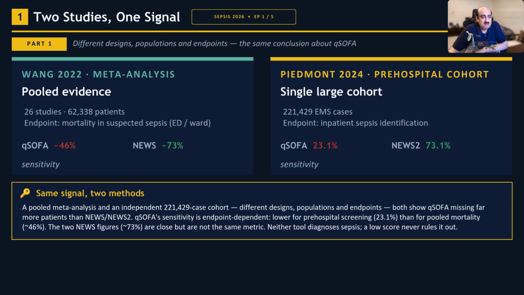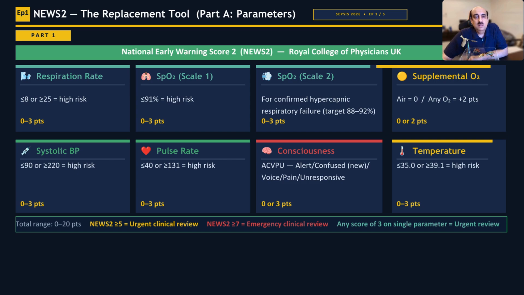And the key message is that neither of the two scores is to diagnose sepsis, and a low score does not rule it out. So clinical judgment is the most prudent way forward. So this is the NEWS2 tool, which is used by most of the NHS hospitals in the UK, and globally similar tools are used. So this is specific and recommended by the Royal College of Physicians in the United Kingdom.